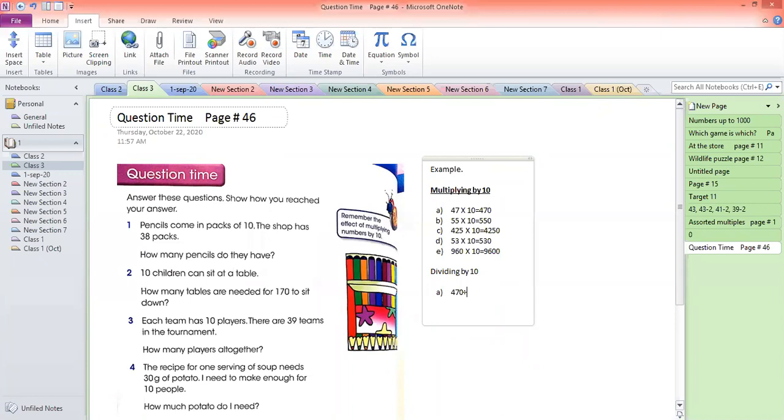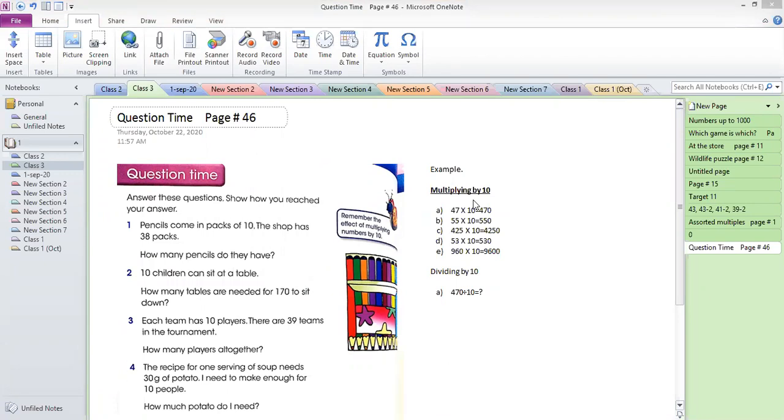470 divided by 10 equals to. First, you have to tell me, do you understand, guys, how to divide by 10? Do you understand? Yes, sir.